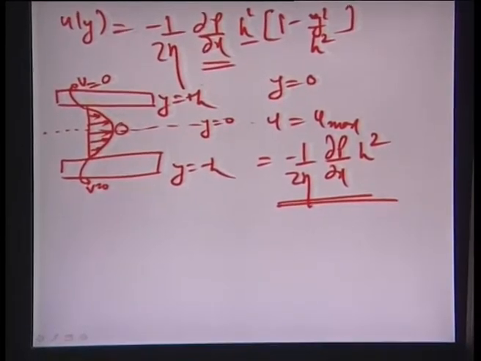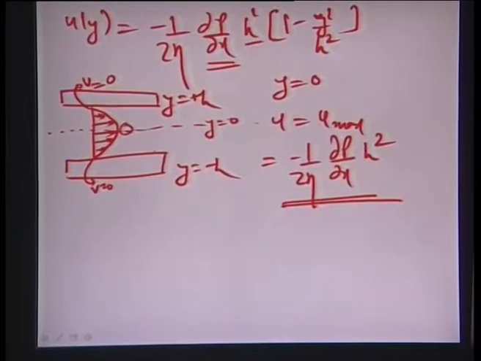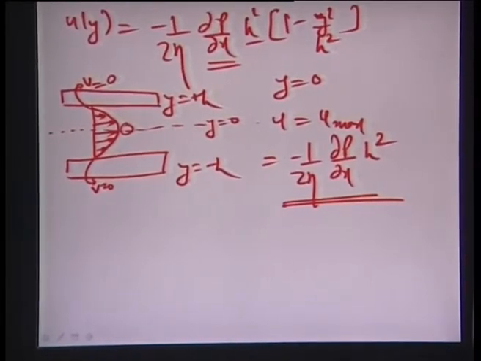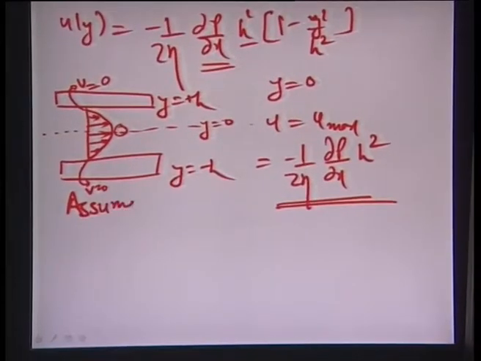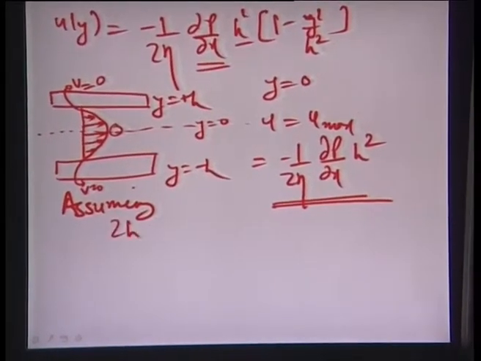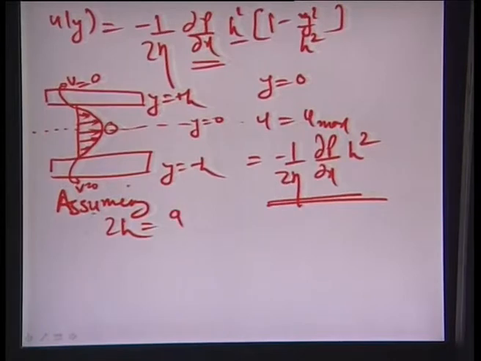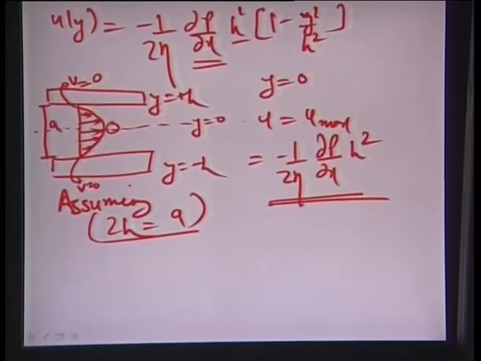So, if you assume a slightly different sign convention in the way the plates are laid, and assume that 2h is equal to a, or that the distance between these two plates, 2h, is nothing but a.